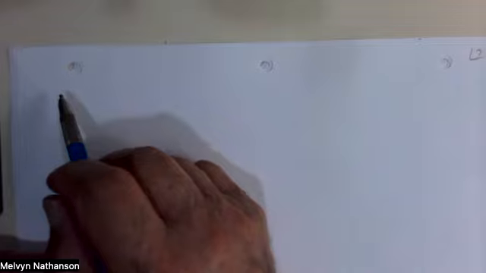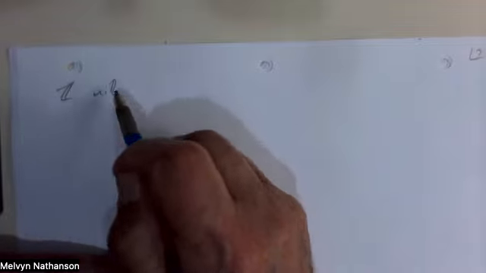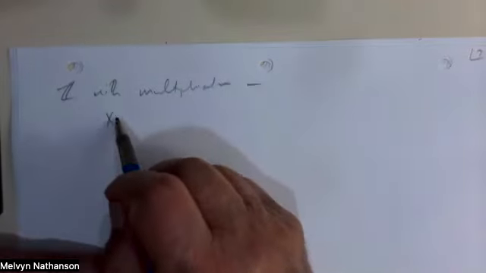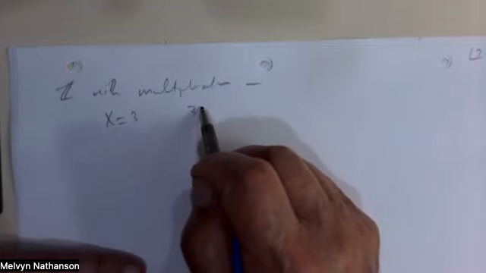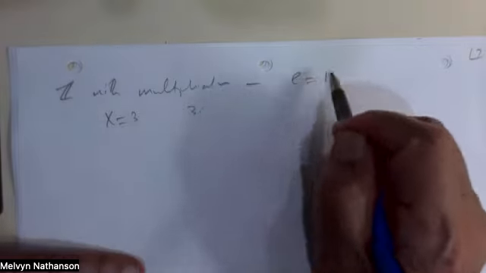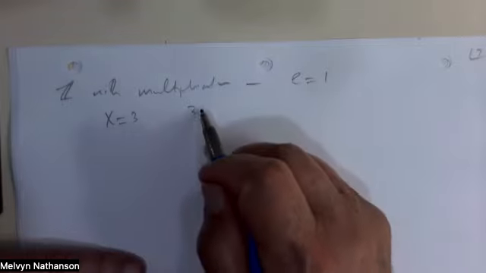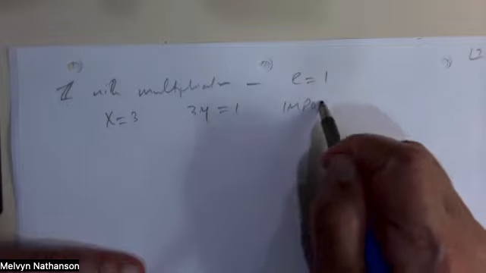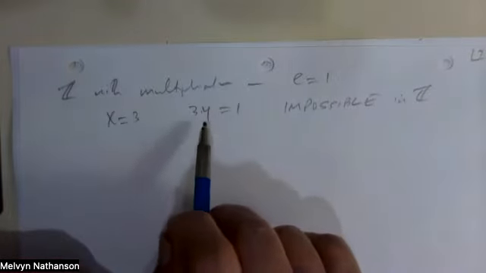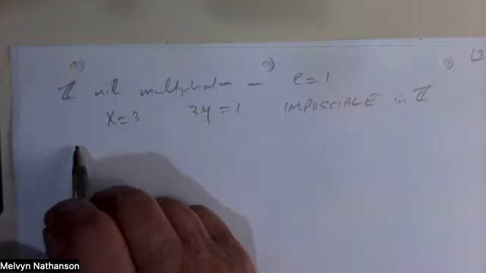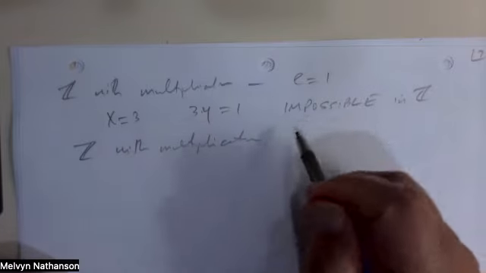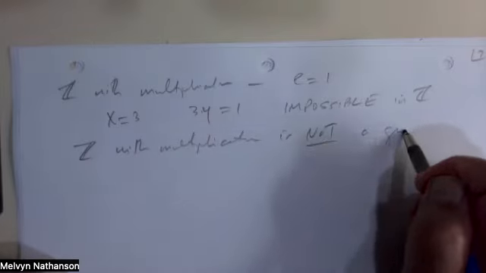Suppose I take Z with multiplication. If I take x equal to 3, the identity is 1 under multiplication. 3 times y equal 1 is impossible in Z, right? There's no multiplicative inverse in the integers for the number 3. So Z with multiplication is not a group.